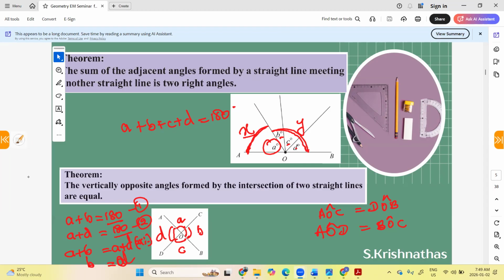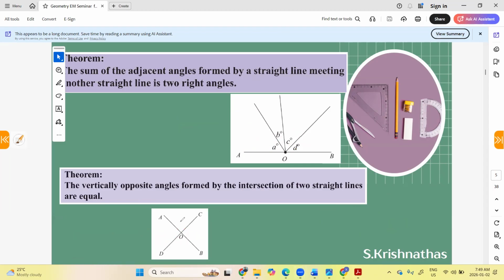All of you listen. Here, students, we can take A, B, C, D. We can take A plus B is equal to 180 degrees, sum of angles on a straight line. A plus D is equal to 180 degrees, sum of angles on a straight line. Both are equal, 180 degrees. We can write A plus B equal to A plus D. Axiom. Same axiom we can apply.